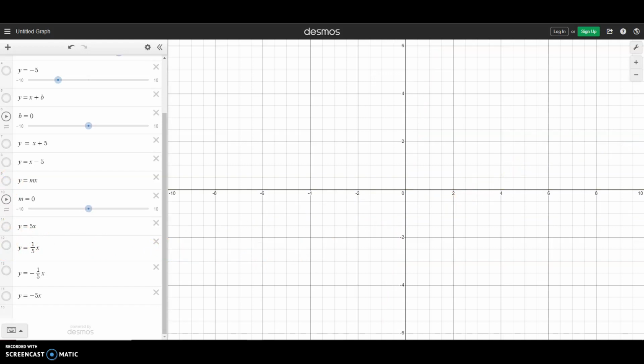Lastly, for question 5, I want you to compare equations 11 and 13, y equals 5x and y equals negative 1/5 x, and compare equations 12 and 14 as well, y equals 1/5 x and y equals negative 5x. What do you notice about the relationship between each pair? And what can you say about each pair of m values?